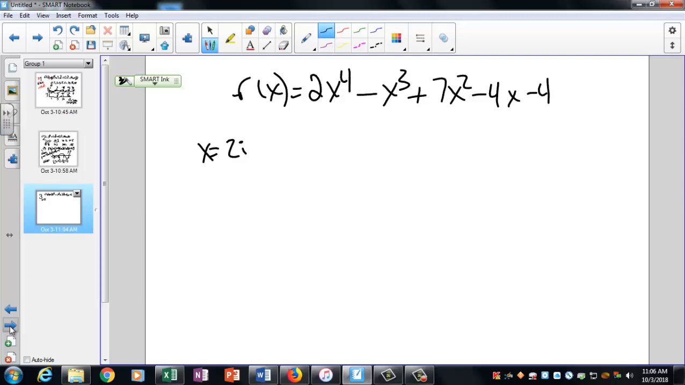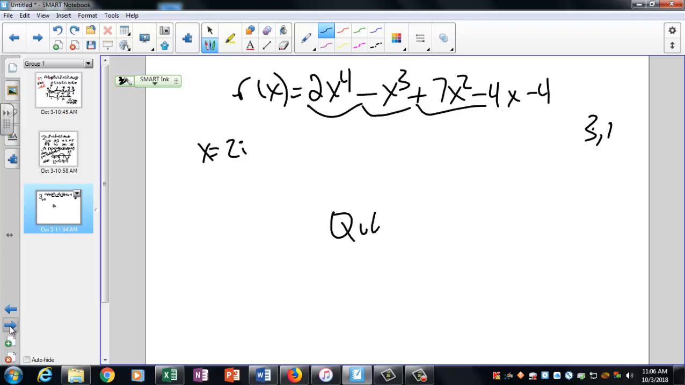Not necessarily. Although there's got to be a positive solution, because if you look at Descartes' rule of signs, this is one sign change, two sign changes, three sign changes, and then it doesn't. So the number of positive solutions has to either be 3 or 1. That tells me there's got to be at least one positive answer.